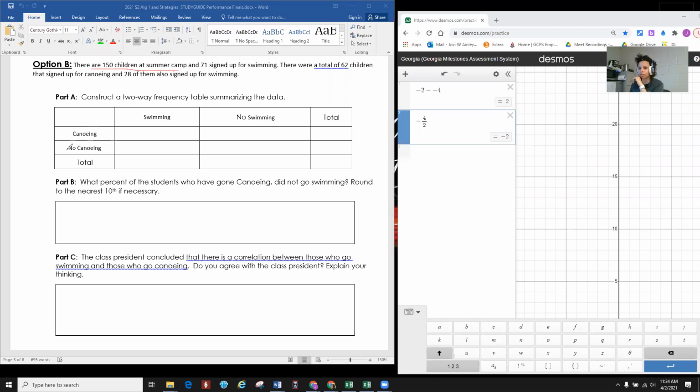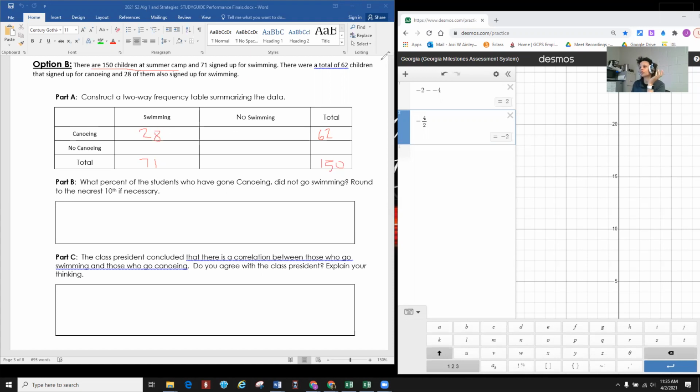There are 150 children in the summer camp, so that's the total number of kids. All the totals is 150. 71 signed up for swimming. I don't know if they signed up for canoeing, but I know they signed up for swimming. There were a total of 62 children that signed up for canoeing, but it doesn't say anything about swimming, right? And it says 28 of them also signed up for swimming. So out of this 62, 28 of them also signed up for swimming.